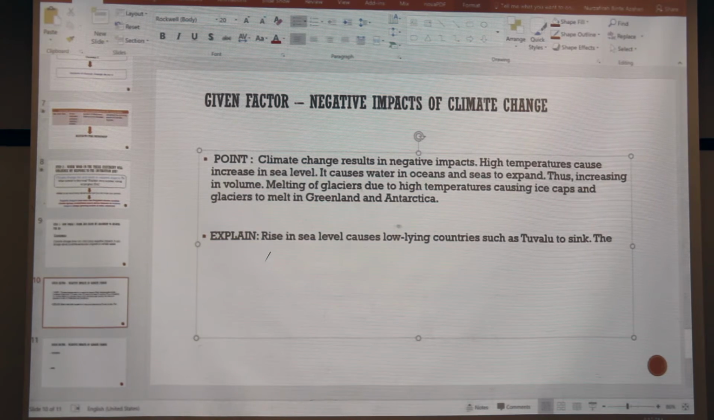Okay, this causes houses to be flooded, and people to be displaced from their houses, and cause people to drown. Which are also possible, but that will be under social.